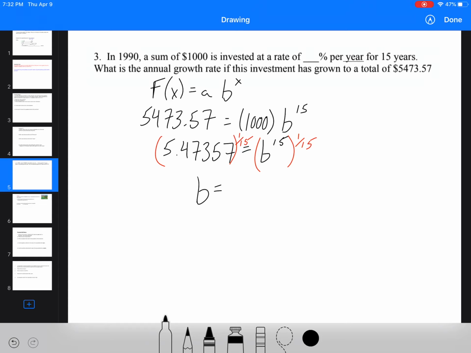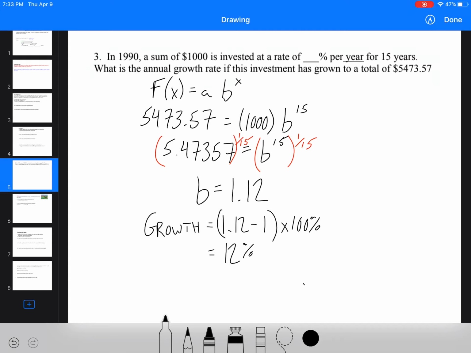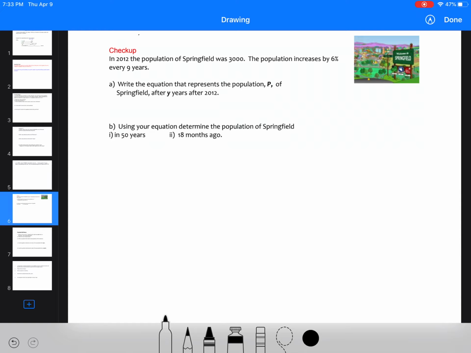So then that means B equals 5.47357 to the 1 divided by 15, which is 1.12 and a bunch of zeros. What we actually have there is we have to subtract the 1 away. So our growth rate equals 1.12 minus 1, and then we times that whole thing by 100%. So really, this is 12%. Okay, so therefore, 12% is the growth rate.